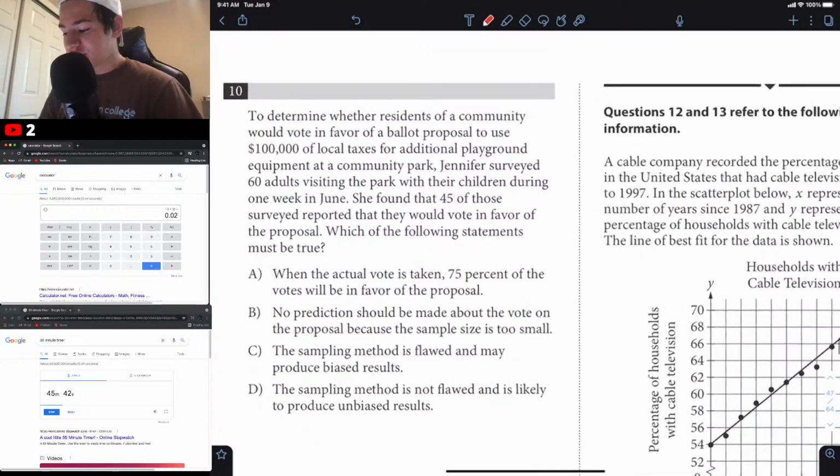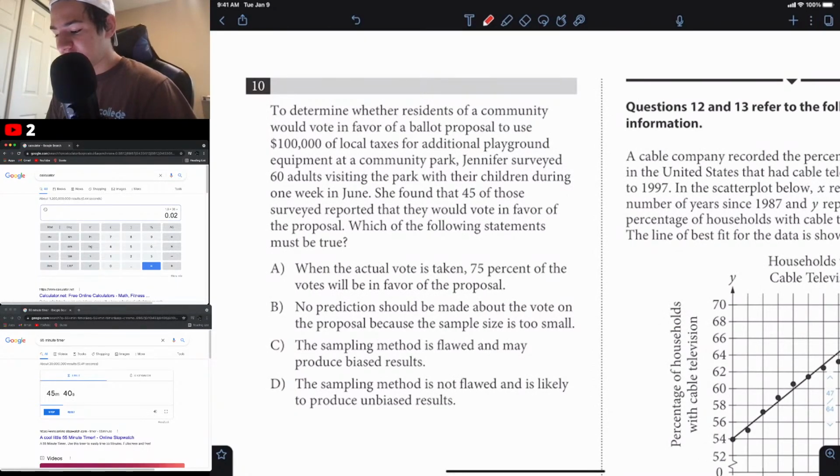All right. To determine whether residents of a community would vote in favor of a ballot proposal to use $100,000 of local taxes for additional playground equipment in a community park, Jennifer surveyed 60 adults visiting the park with their children during 1 week in June. She found that 45 of those surveyed reported that they would vote in favor of the proposal. Which of the following statements must be true?